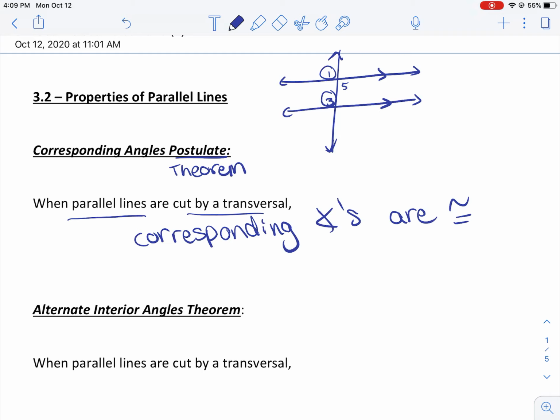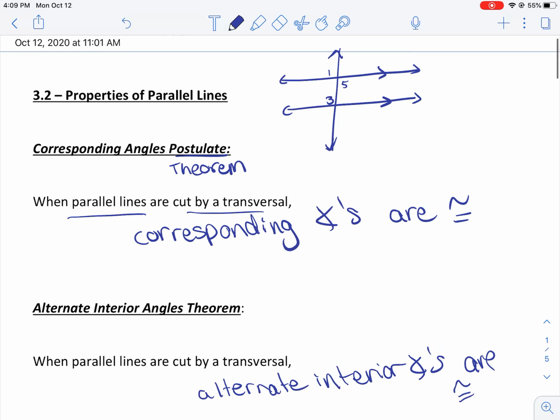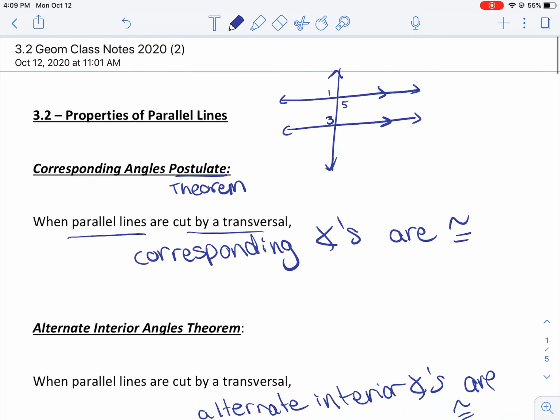Alternate interior angles theorem. So again, those are angles like 3 and 5. Those are alternate interior angles. When parallel lines are cut by a transversal, then alternate interior angles are congruent.